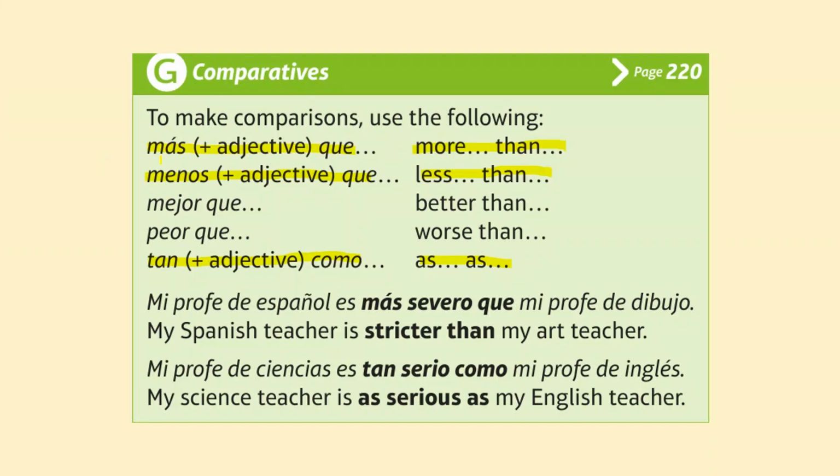Okay, so when something is more than, más something que. When something is less than, menos something que. And when something is as something, so we're talking about how equal something is, tan something como. Like the example at the bottom here. Let me highlight that in green for you. So, mi profe de ciencias es tan serio como mi profe de inglés. My science teacher is as serious as my English teacher.